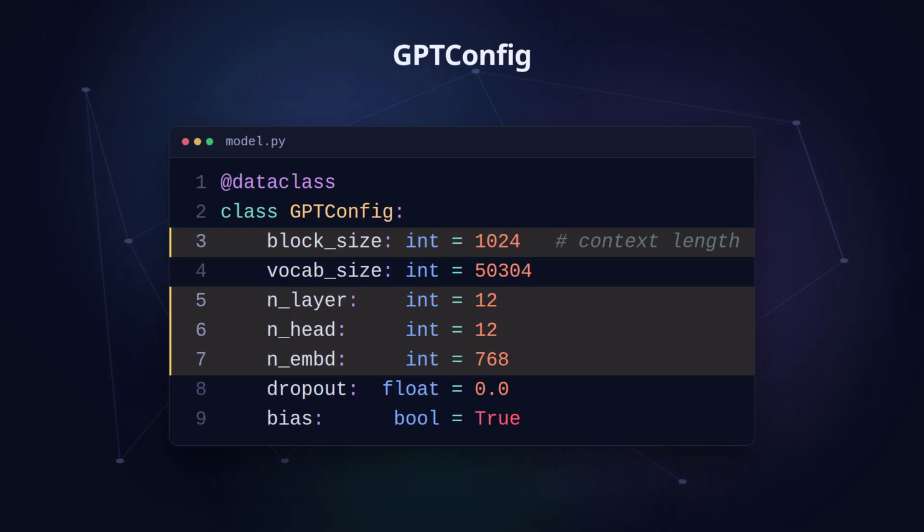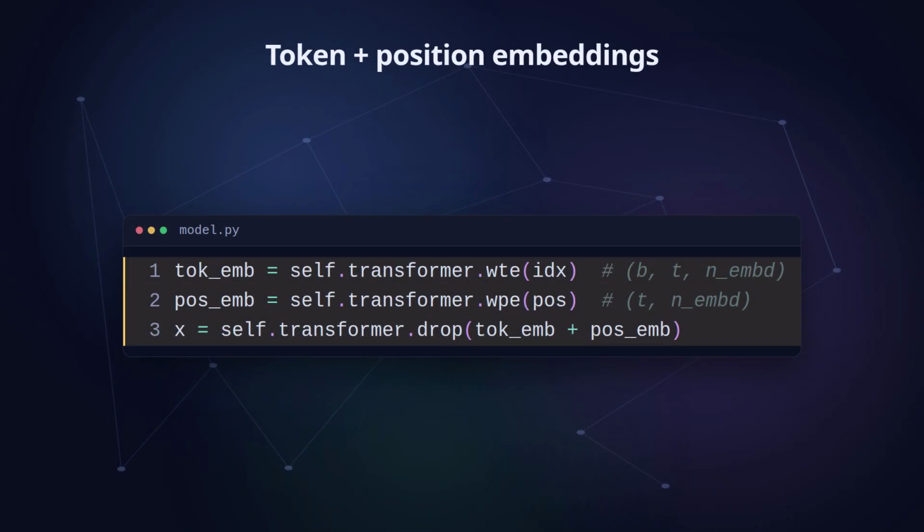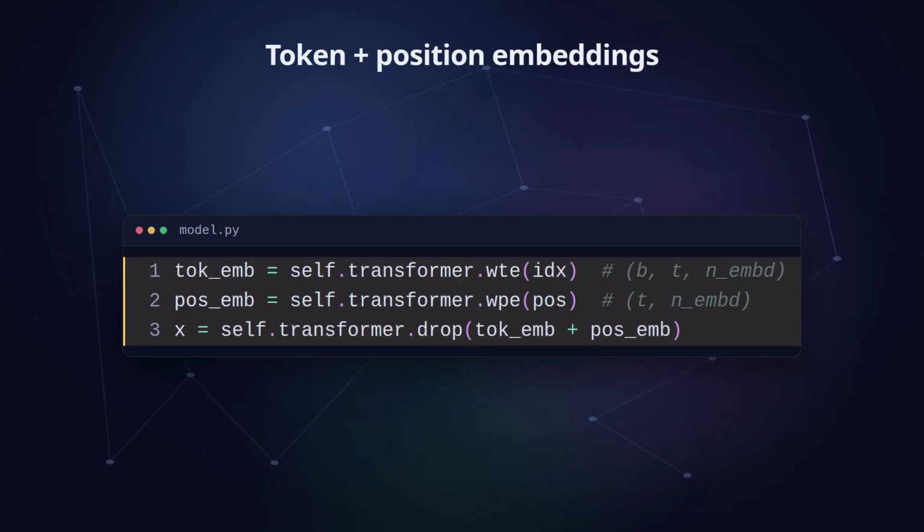For the 124 million parameter GPT-2 baseline: 12 layers, 12 attention heads, an embedding dimension of 768, and a context window of 1024 tokens. The model holds 2 embedding tables. wte maps each token ID to a dense embedding vector, and wpe maps each position index from 0 to block size. They are summed element-wise before the first dropout.